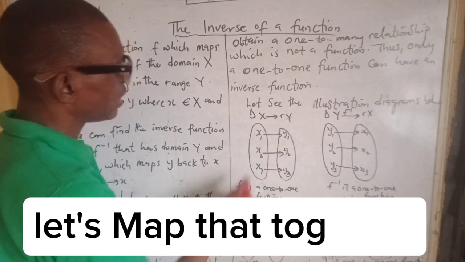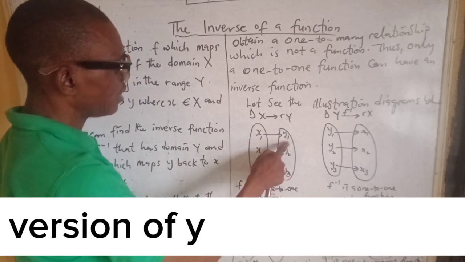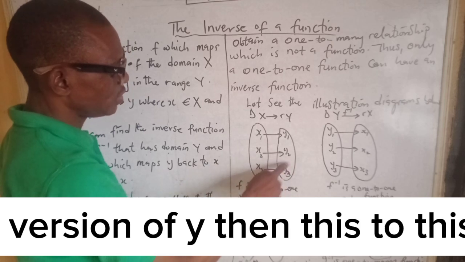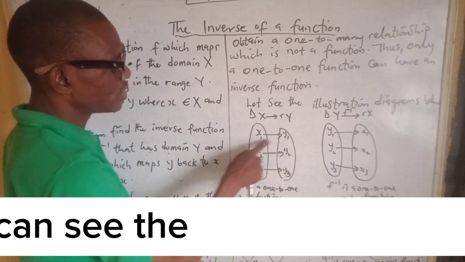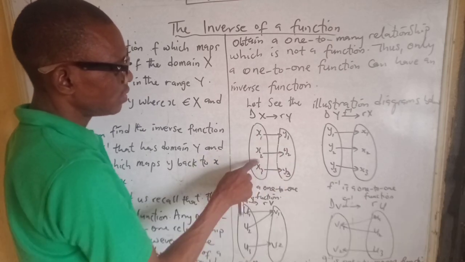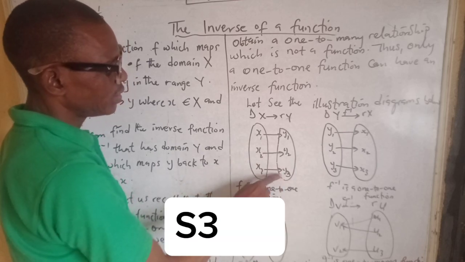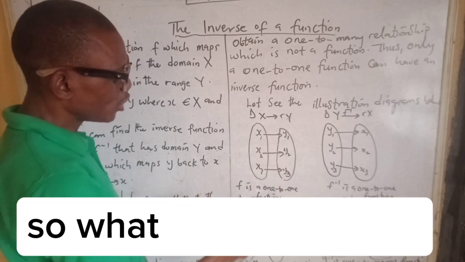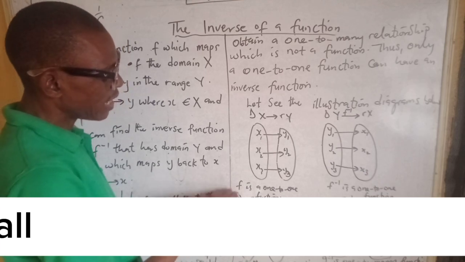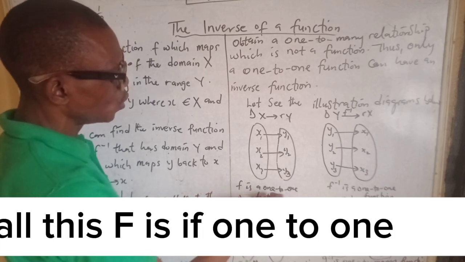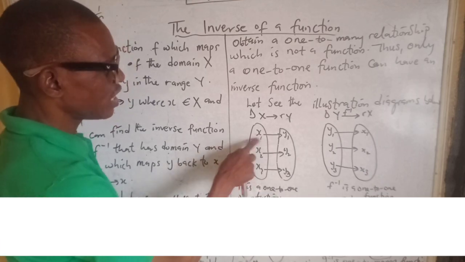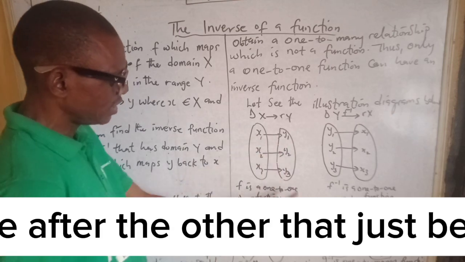Let's mark them together. S function of Y, then this to this. As you can see, the arrow is pointing S1 to Y1, S2 to Y2, S3 to Y3. So what do you call this? We call this F a one-to-one function. It takes one after the other. That's just the meaning here.